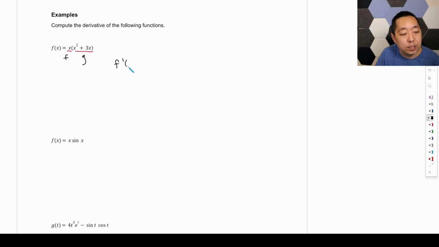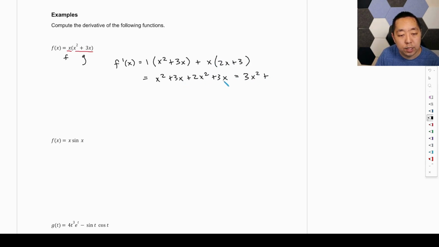Okay, so f prime of x, it's not really the same as f, and it's a little bit confusing, but this is the first function, second function. So the derivative of x is 1 times the other one unchanged, plus x, this one unchanged, times the derivative of that one, which is 2x plus 3. And so that's going to give you x squared plus 3x, plus 2x squared plus 3x, distributing the x there. If you want to simplify, you don't have to. That would give me 3x squared plus 3x plus 3x, which is 6x.